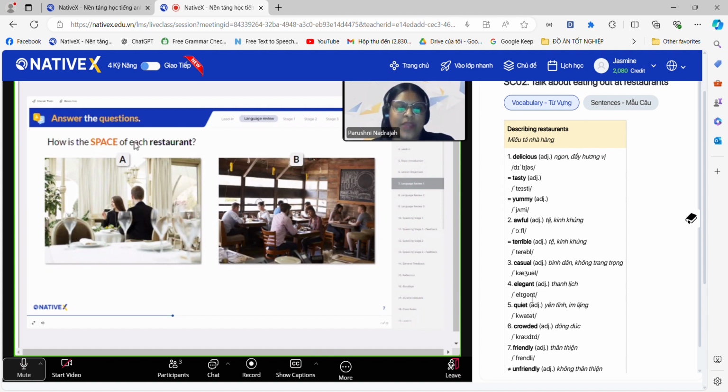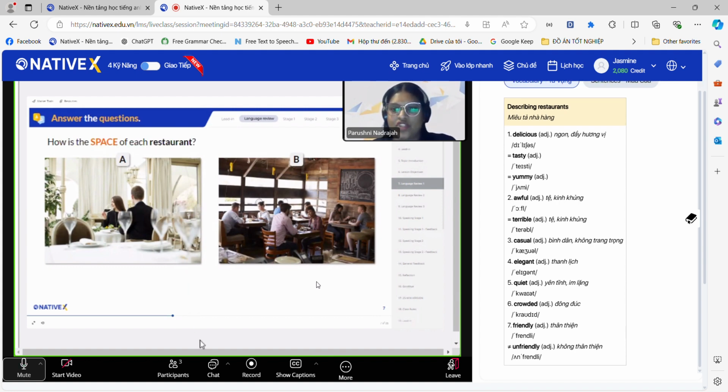So, how is the space of each restaurant? Can you tell me, Miss Jasmine, how is the space in picture A and picture B? I think the space in this restaurant is elegant. Picture B, good. I think it is casual. Very good. Well done. So picture A is elegant and picture B is casual, okay?